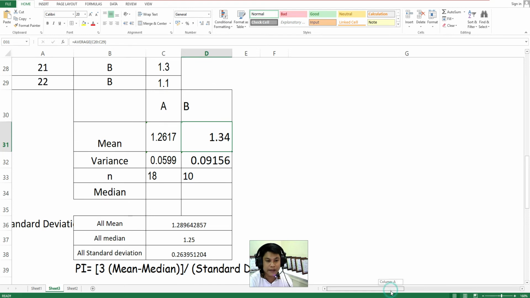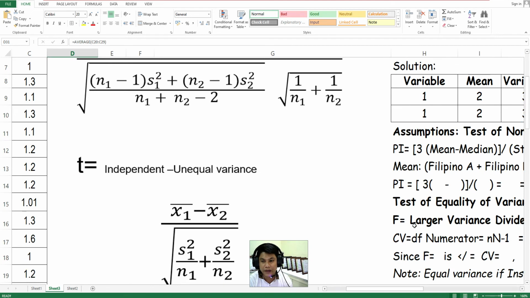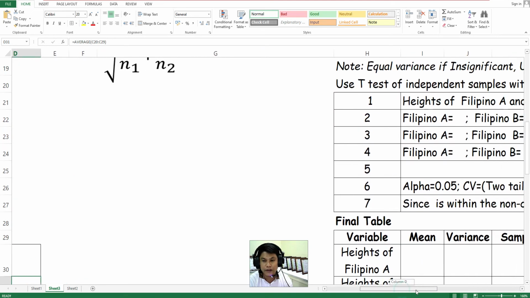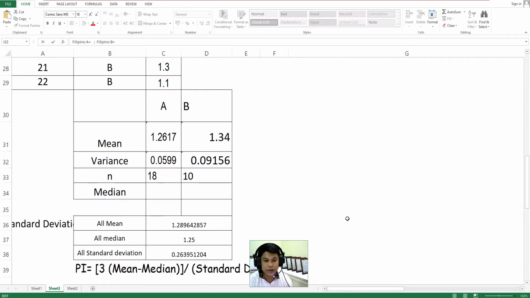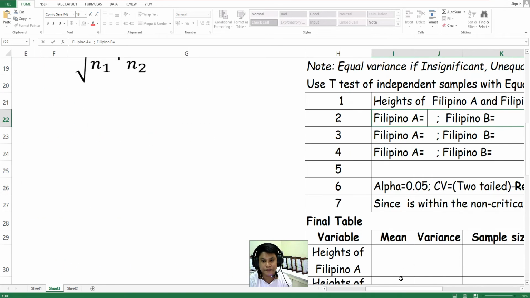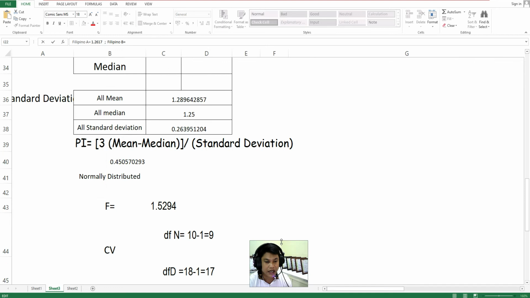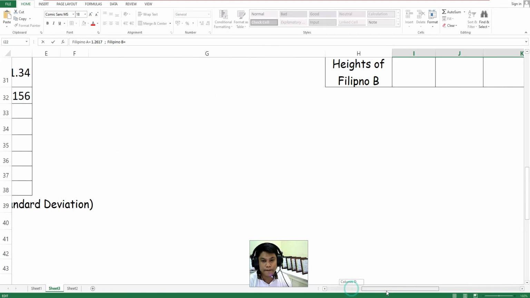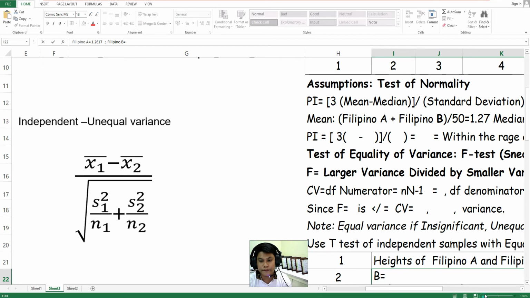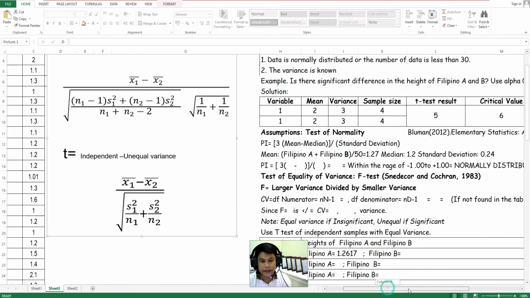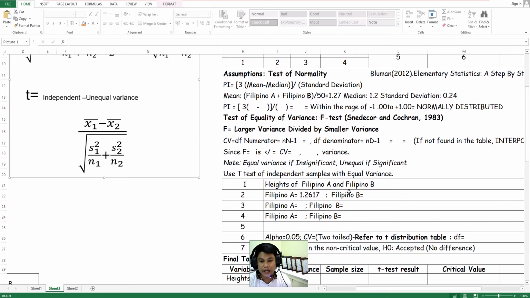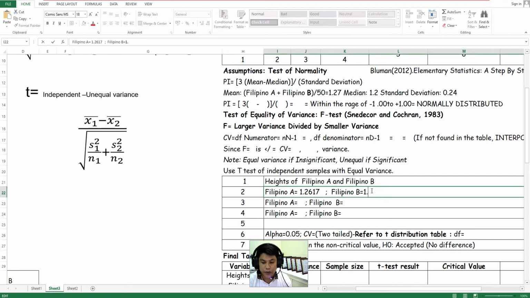Again, that's the mean, 1.2617. So you can put it here now. The mean for A is 1.2617. And the mean for B, let us check, is 1.34.